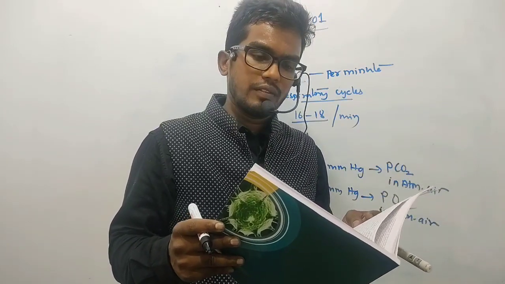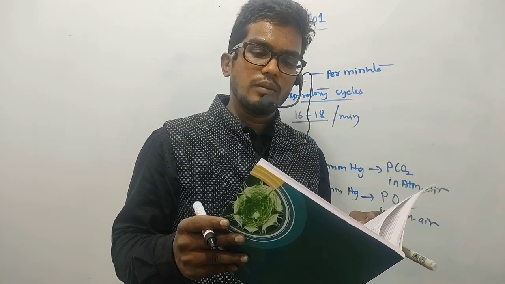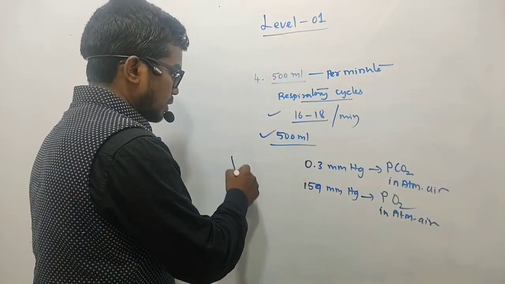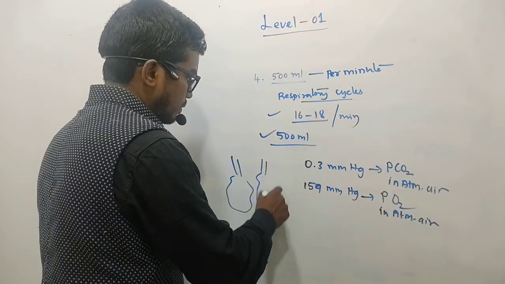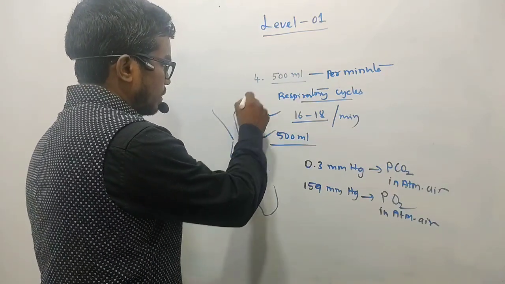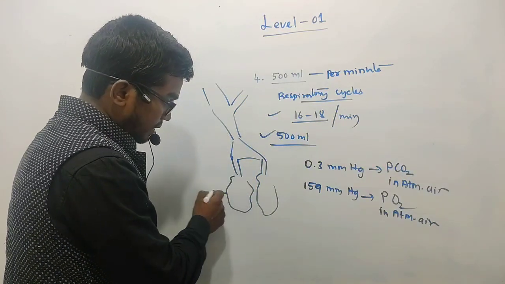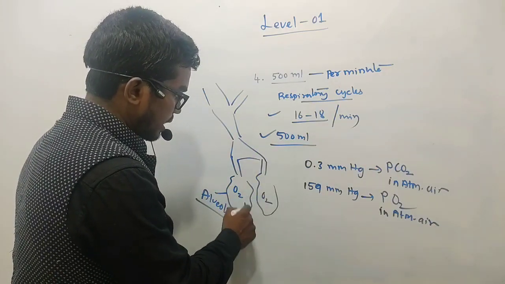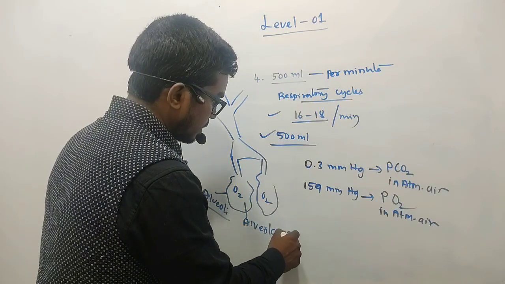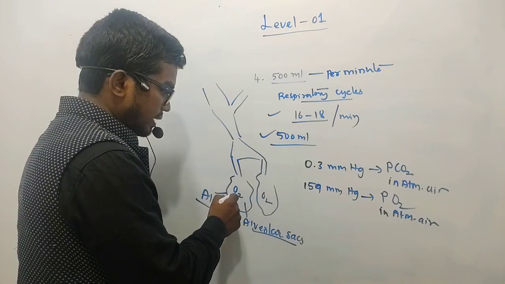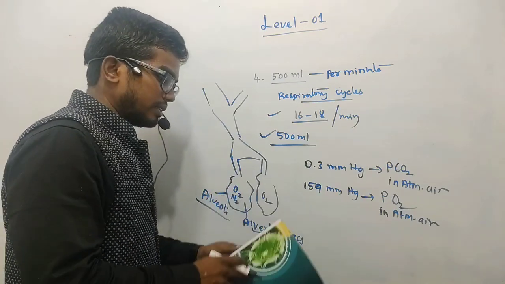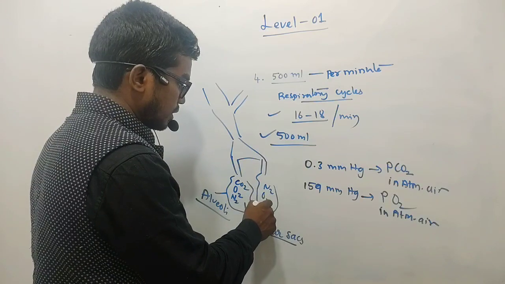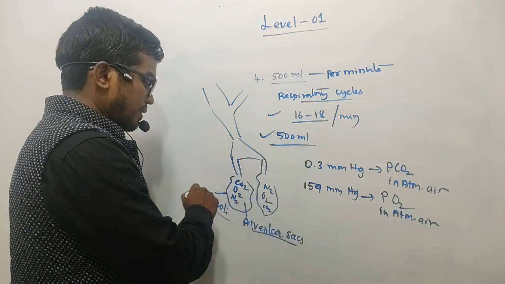The last question we have here is: approximate normal composition of alveolar air is. Where is the alveolar air stored? Alveolar air is stored in the alveoli, my dear friends. This is the alveoli, which are the basic structural and functional units of the respiratory system. The oxygen is stored in the alveolar sacs. Along with the oxygen, we can also find nitrogen as well. Along with the nitrogen, we can also find carbon dioxide. So especially these three gases are present inside the alveolar sacs.